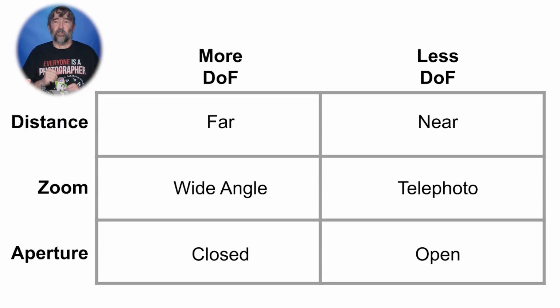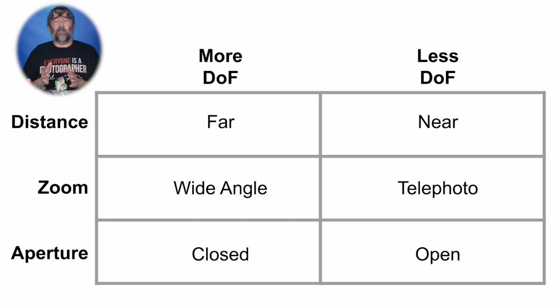So take a look at this chart. This will help you to remember, I hope, how to control your depth of field. If you're talking about zooming in or out, as you zoom in, as you get more magnification, as you go more telephoto, you lose depth of field. As you zoom out, as your field of view gets wider, you get more depth of field. If you're talking about distance to and from your subject, the closer you get to your subject, the less depth of field you're going to have. The farther away you are from your subject, the more depth of field you're going to have.